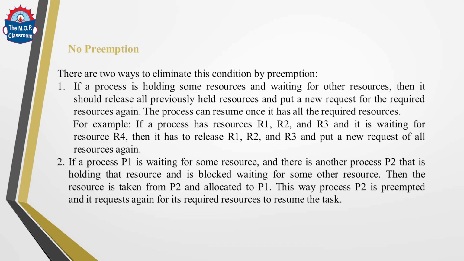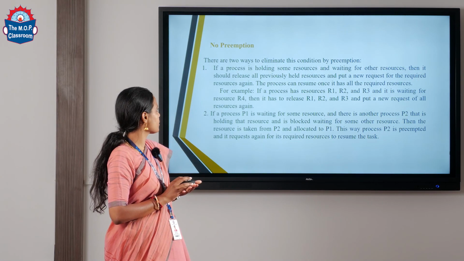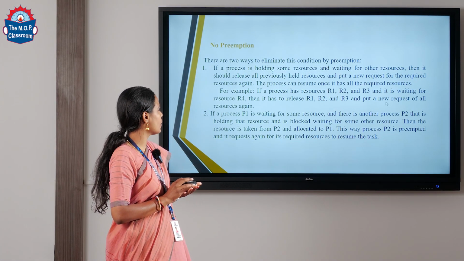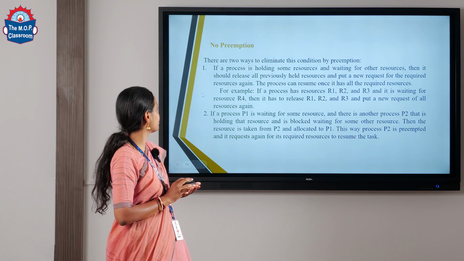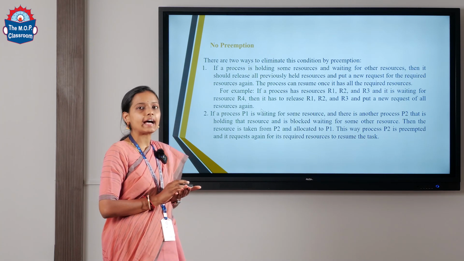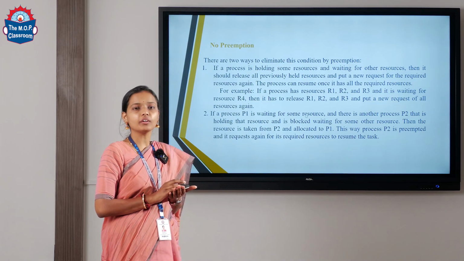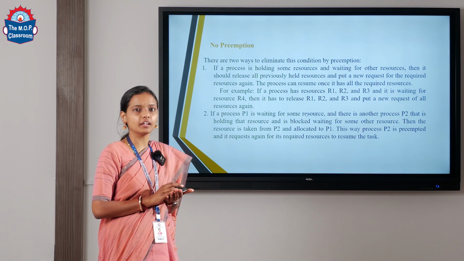The process will make a request for a resource, acquire it, use the resource, and then release it by itself in a natural way. So let's see the first example. A process has resources R1, R2 and R3, and it is waiting for the resource R4. Then it has to release all of them before it could make a new request for another resource type.